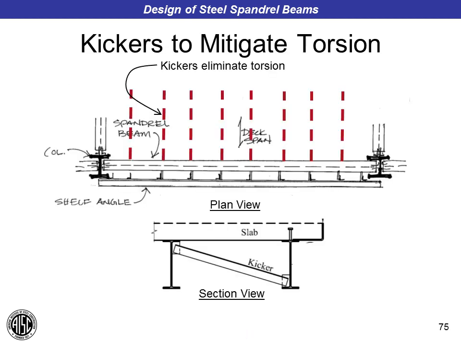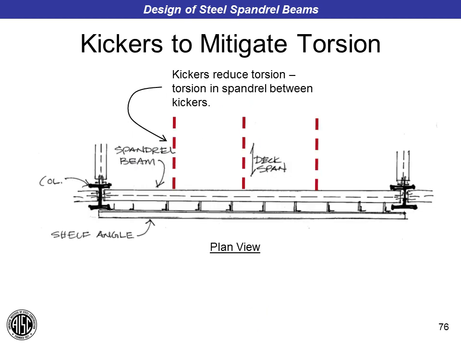One way to eliminate the torsion on the spandrel is to install kicker angles at each hanger along the shelf angle. So at each of these hangers, we have a kicker brace, as you see here, that addresses the torsion, and now the spandrel beam doesn't have to be designed for the torsion. But doing something like this may prove uneconomical, as a significant amount of structural steel is added to the project, and it's time-consuming to erect.